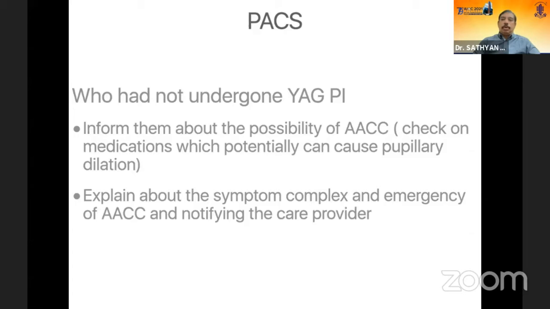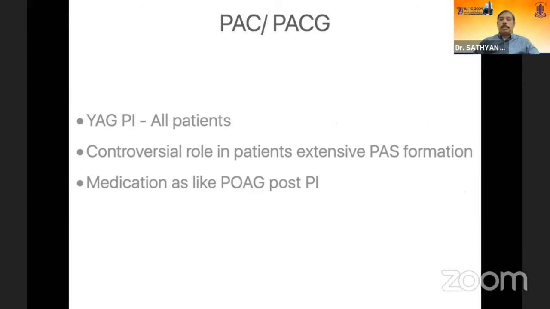And if you have not done it, you need to inform the patient about the possibility of angle closure crisis. Check their medications which can potentially cause pupillary dilatation, and explain to them where they have to go immediately for an acute angle closure crisis.